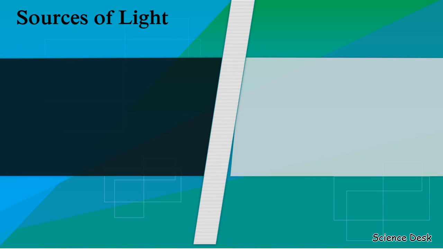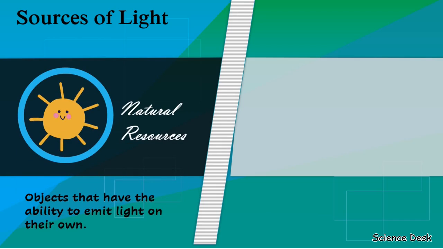What are the various sources of light? Sources refers to the objects that have the ability to produce light. Natural sources are objects that have the ability to emit light on their own. Example, sun, stars. These naturally have the ability to emit light.